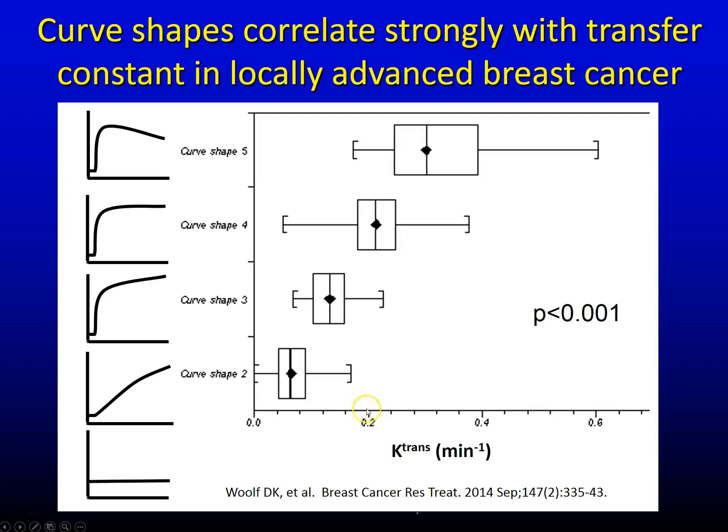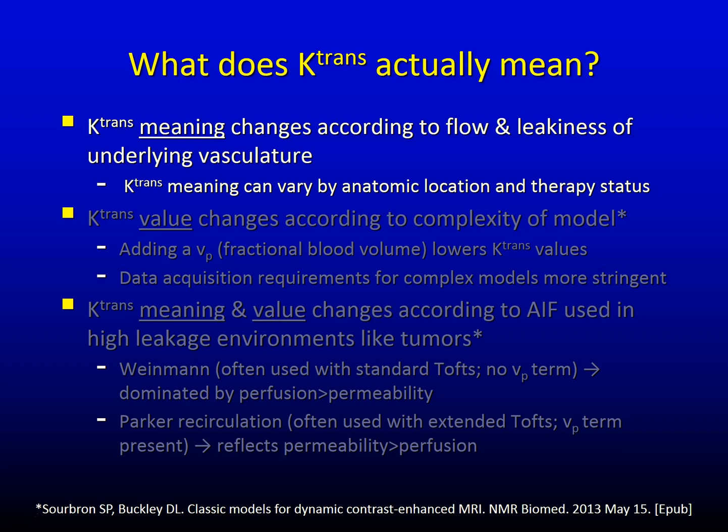So here are a whole bunch of patients that we looked at, and you can see that as your curve shapes change from 1 to 5, that also correlates very strongly with increases in transfer constant, which is what we would expect. So what does the transfer constant actually mean?